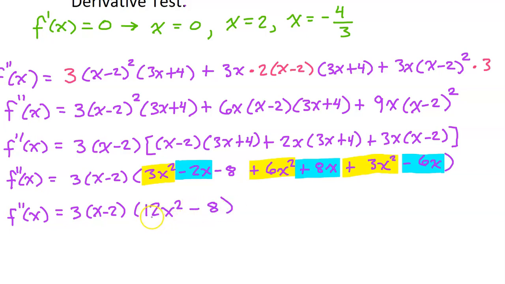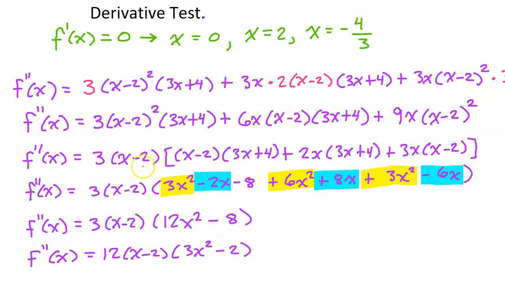I noticed that the 12x squared minus 8 has a common factor. These are both divisible by 4. So let's factor out a 4, and that 4 will end up multiplying by this 3 and make a 12. So I have f double prime of x is equal to 4 times 3x squared minus 2. So you see what I meant when I said this problem has a lot of algebra in it. But, you know, it be like that sometimes.